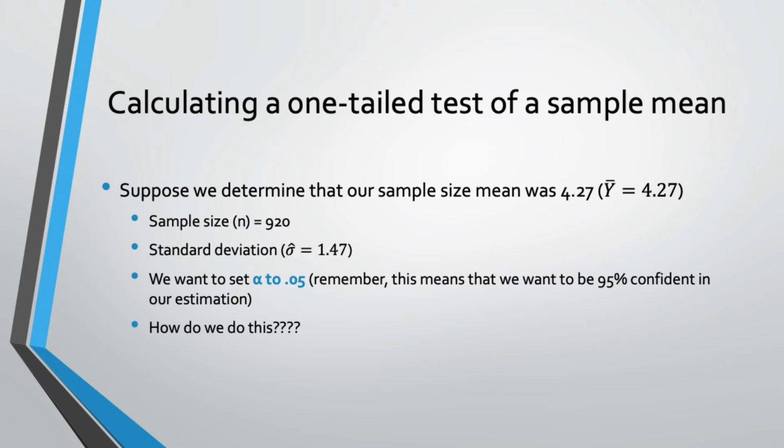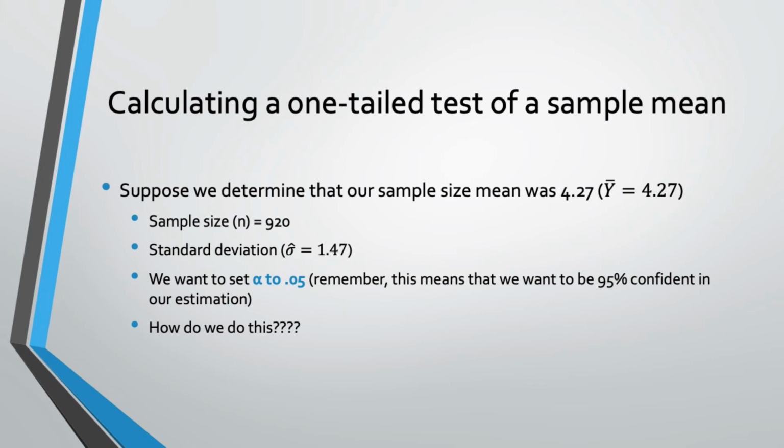So let's just pretend that the sample size, or n, was 920. Let's say we calculated the variance, and then we calculated the standard deviation, and we determined that sigma hat was 1.47. Again, sigma hat is the sample standard deviation, and we want to set alpha to 0.05.